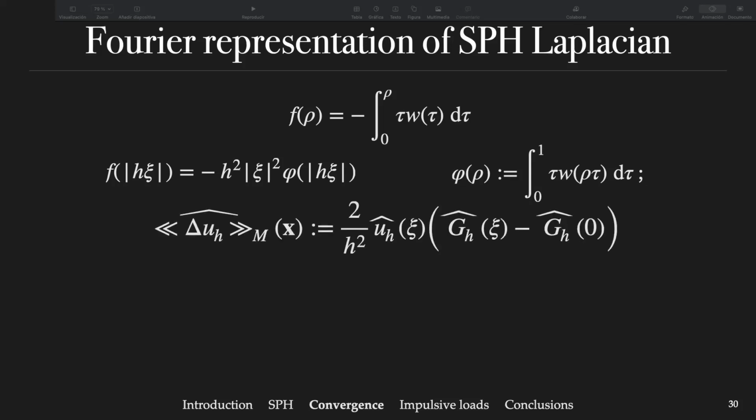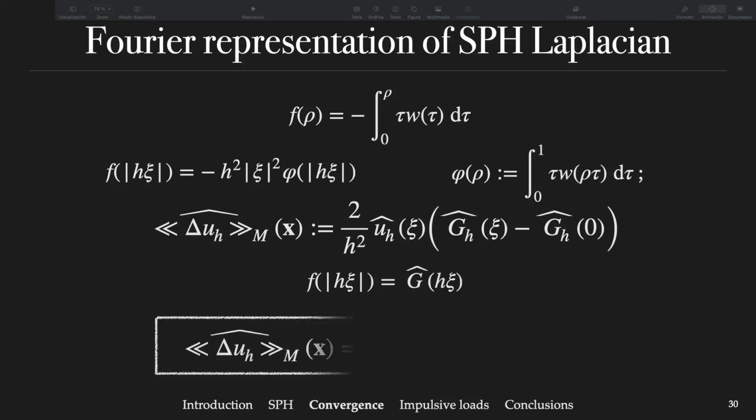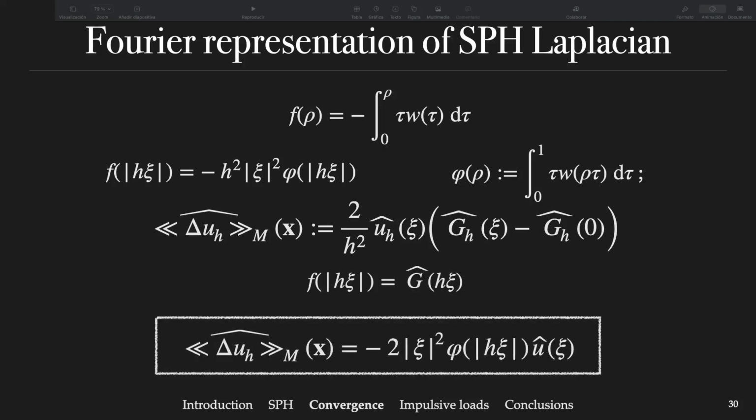Now, coming back to the expression of the Morris Laplacian, I have the function g here, which is the Fourier transform, and taking into account that f is the radial profile and the equations above, I finally obtain the expression for the Morris Laplacian. Very well.